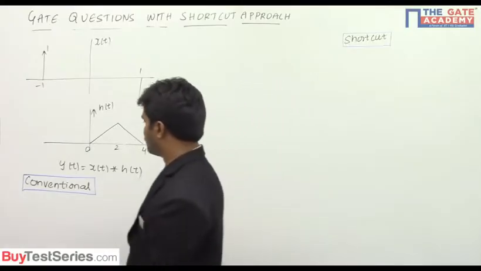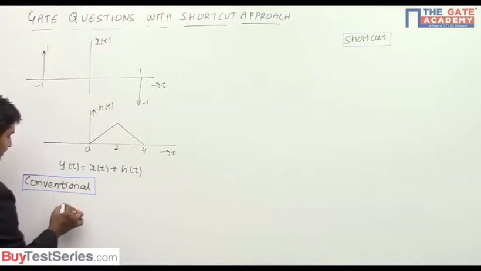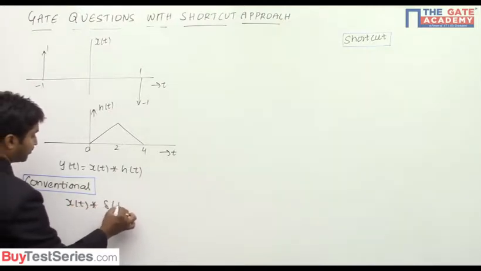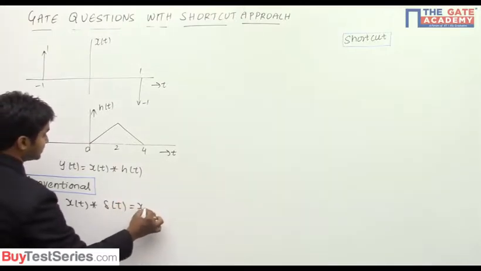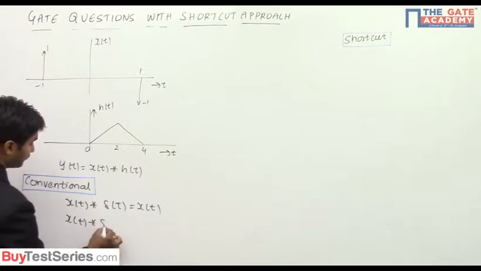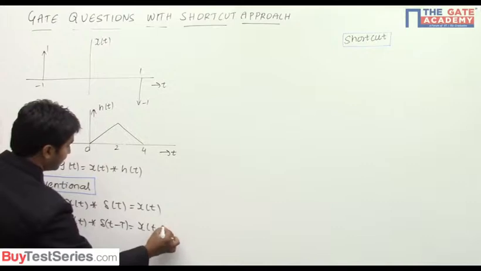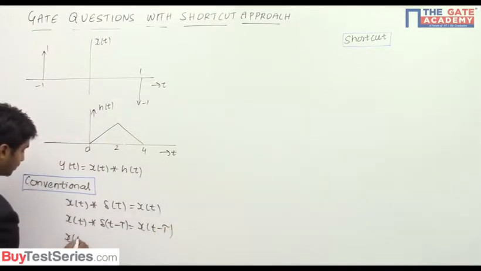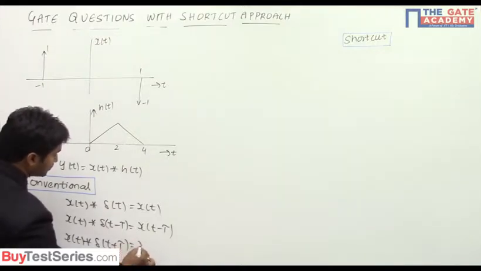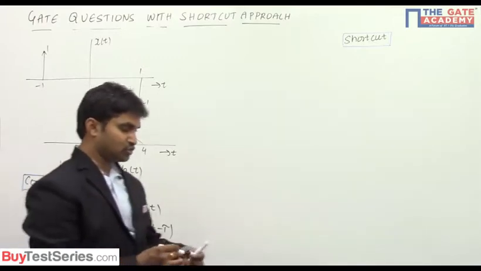So the conventional approach is that first of all you should know that whenever you are convolving a signal with an impulse, it is going to be the same signal. If you convolve a signal with a delayed impulse, it is going to be the delayed signal. If you convolve the signal x(t) with an advanced impulse, it is going to be the advanced signal itself. This is something that you should know.